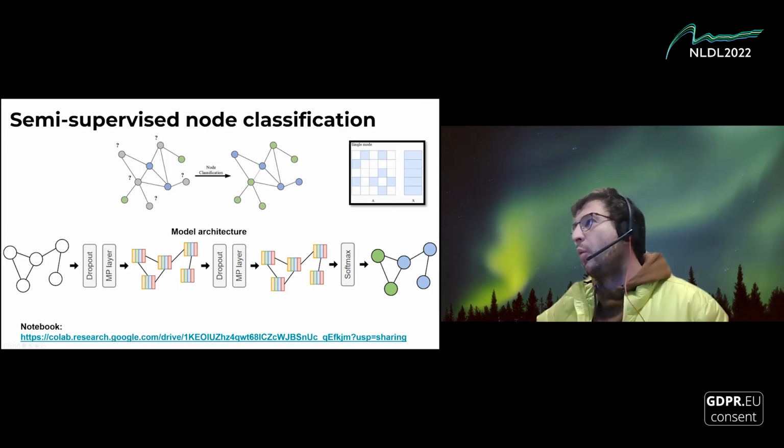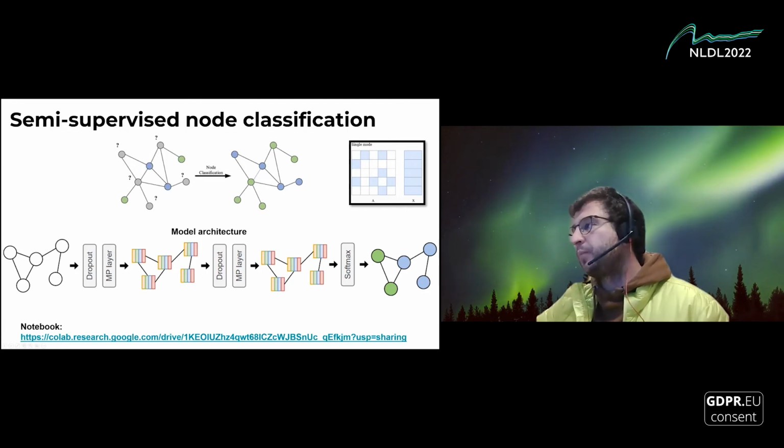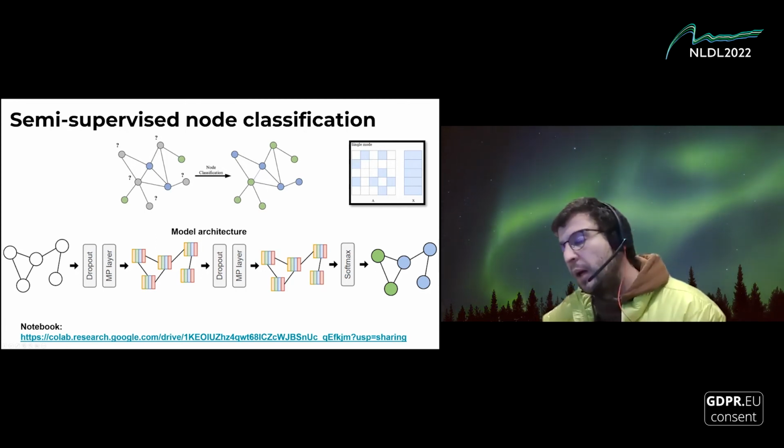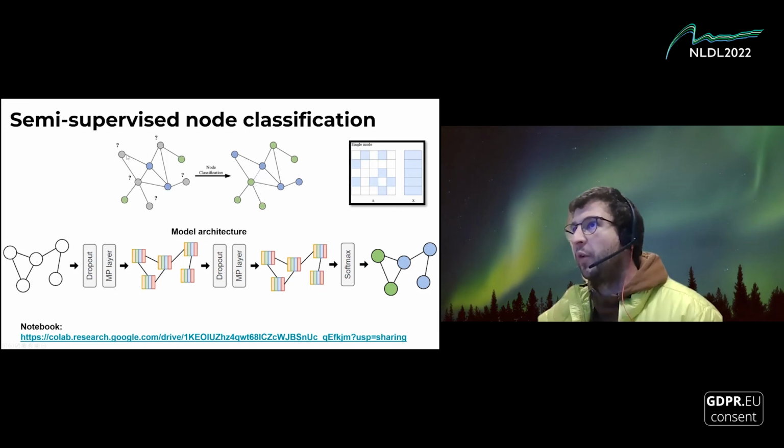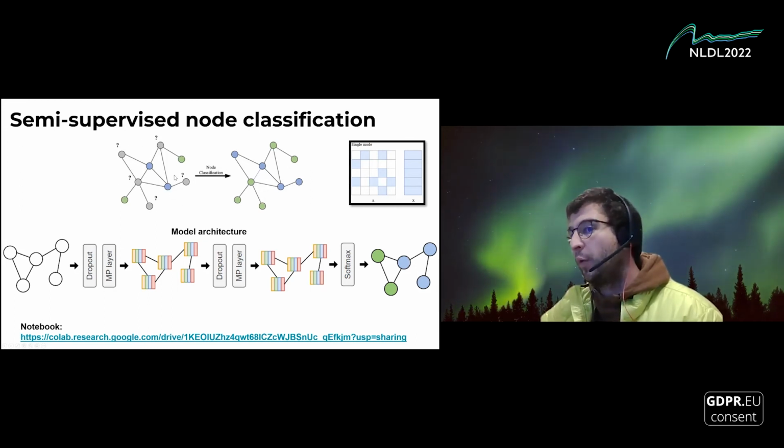Okay, so only one graph and only one set of node features. But that's obvious, because here we have only one graph.